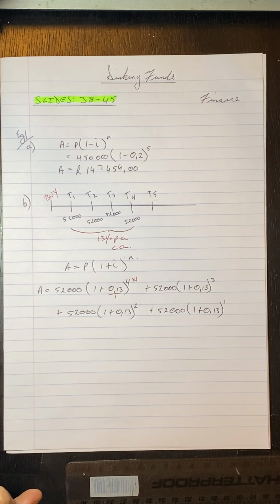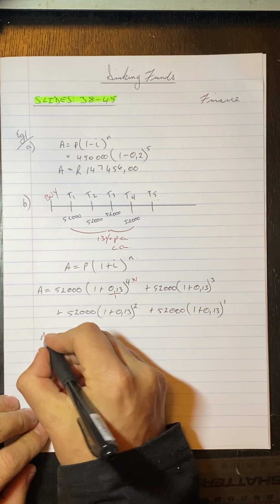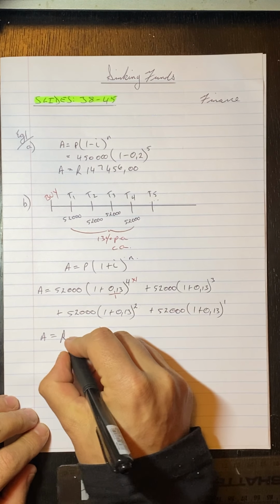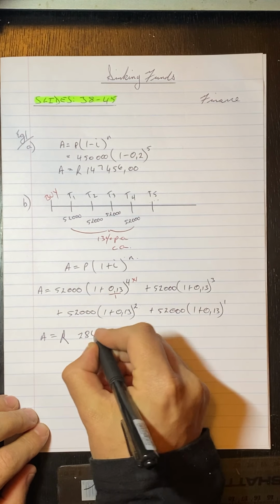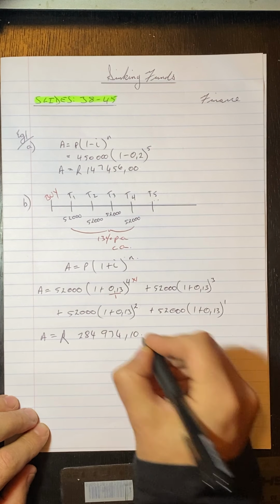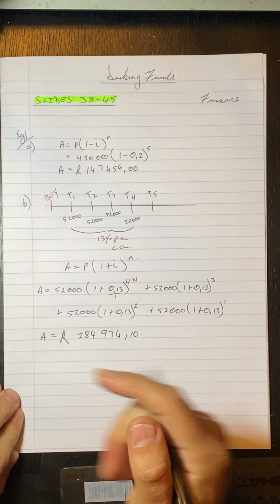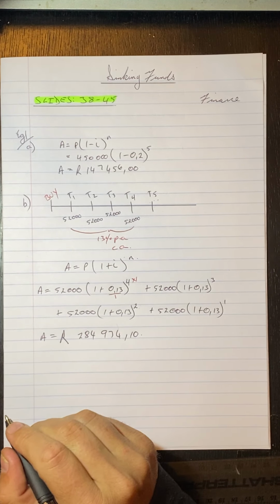Okay. So if you plug all of that on your calculator, you'll get an accumulated amount of 284,974 Rand and 10 cents. Okay. So that's how much you've saved up. Now, let's have a look at question C.